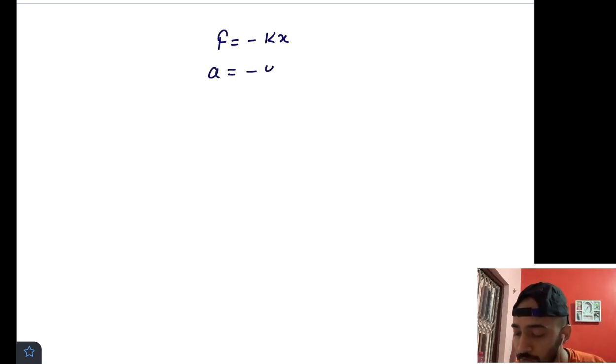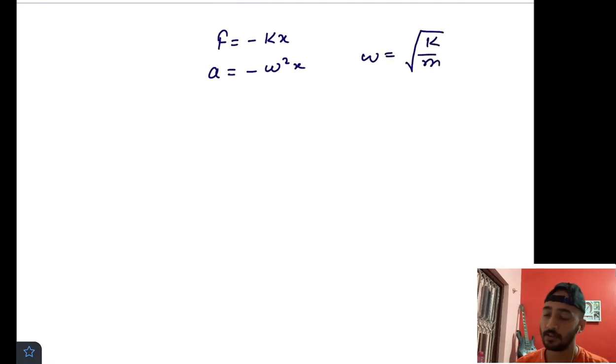Now next is what? We know that a particle will perform simple harmonic motion when a force of F equals minus kx is acting on it. Now we know the acceleration would look like minus omega square x, where omega is the angular frequency, which is equal to root over k by m.